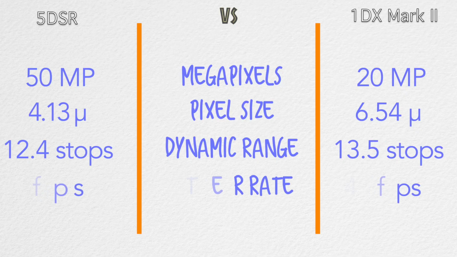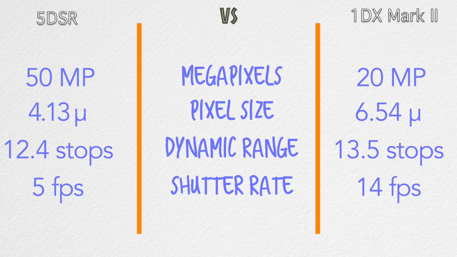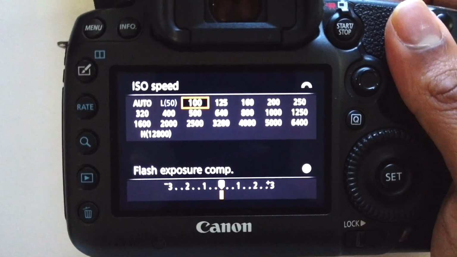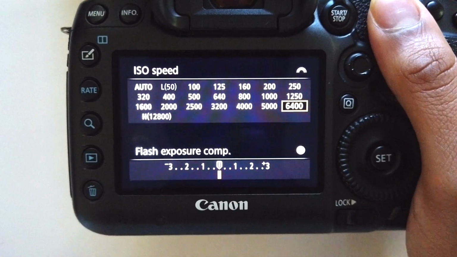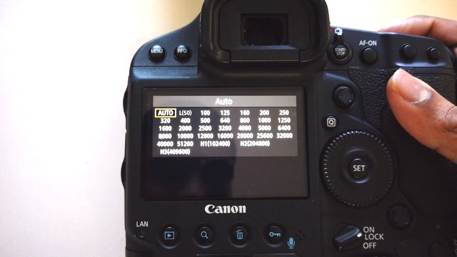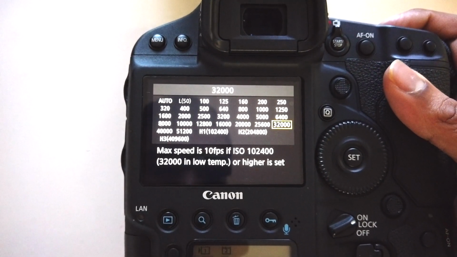Now shutter rate. On the 5DSR, you have 5 frames per second versus 14 frames per second in the 1DX Mark II, which can go up to 16 frames per second in live view. ISO range. Now here's a stunner. The ISO starts off at 100 and goes all the way up to 6400, whilst on the 1DX Mark II, it starts off at a base of 100 and goes all the way up to 51200. Now that's huge.